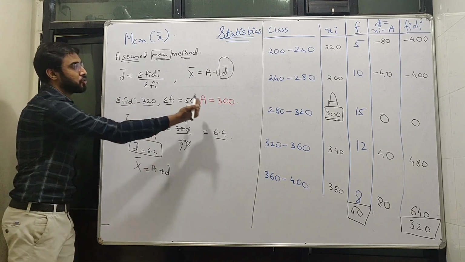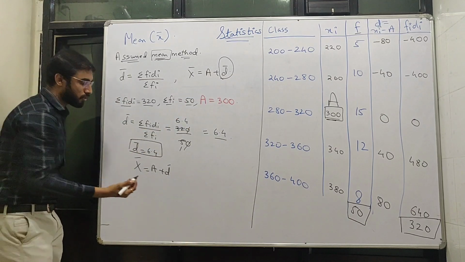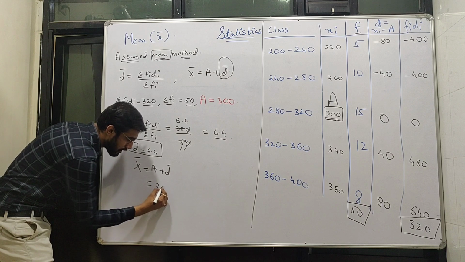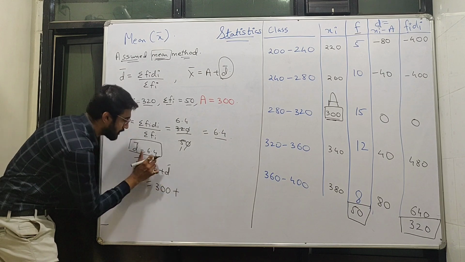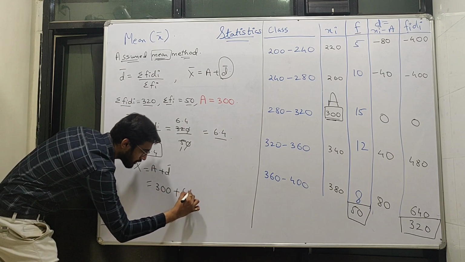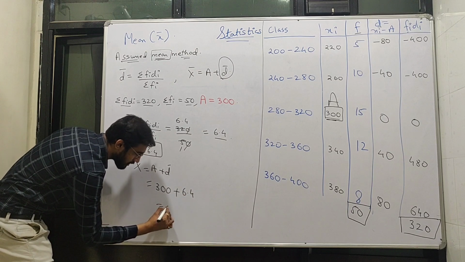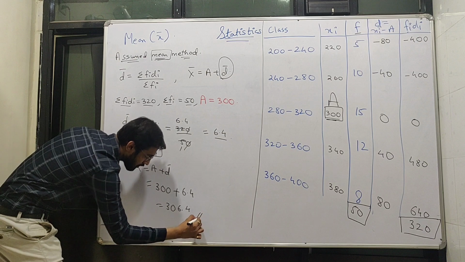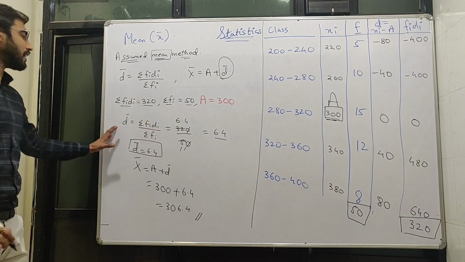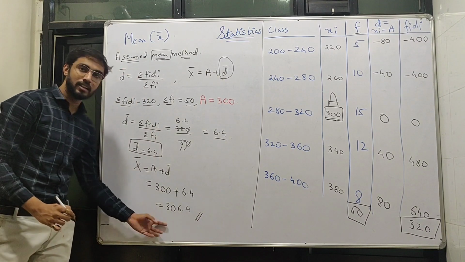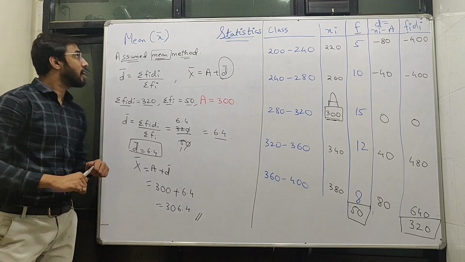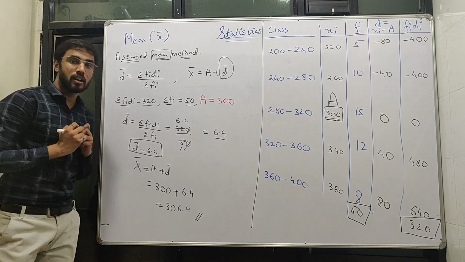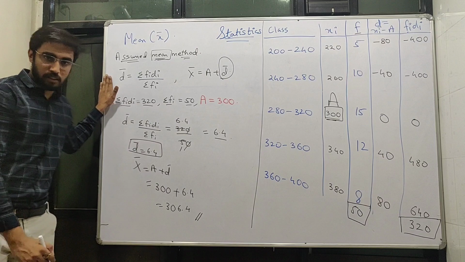A is the assumed mean. We have assumed the value for mean here as 300. So 300 plus d bar. D bar is 6.4. Therefore, our final answer is 306.4. So check this numerical for x bar. The final answer is 306.4, and this is our numerical on the assumed mean method.